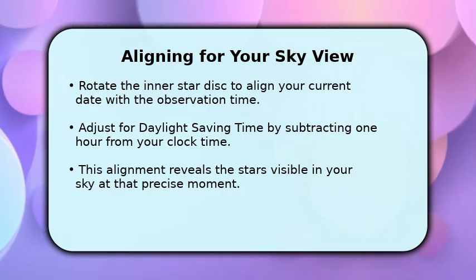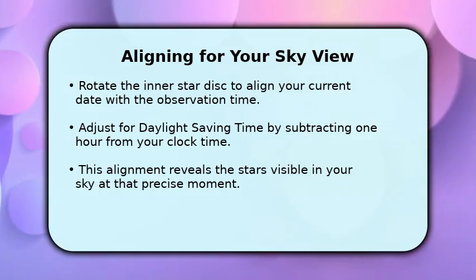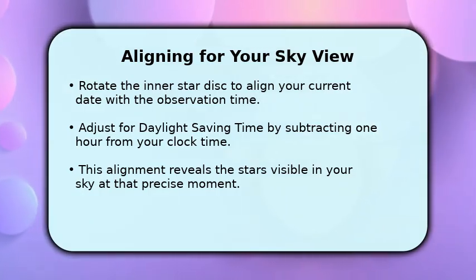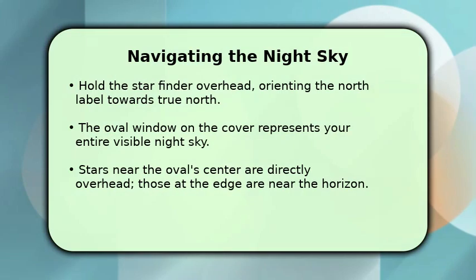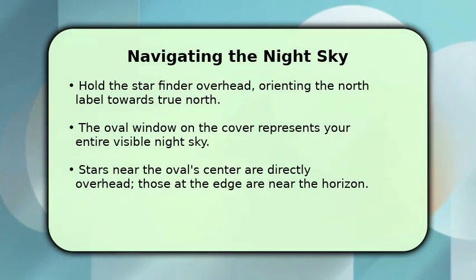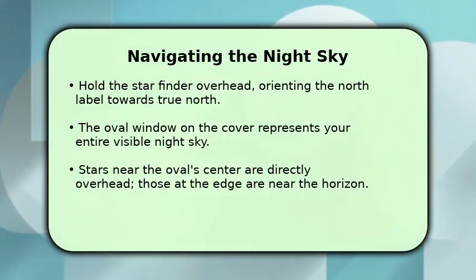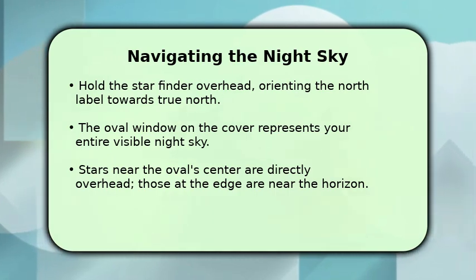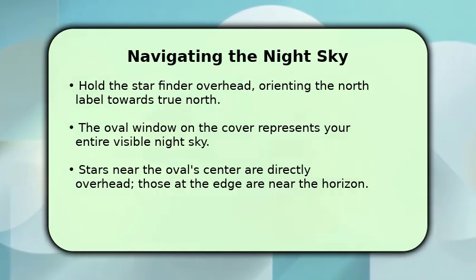If daylight saving time is in effect, remember to subtract 1 hour from your local clock time before setting. This simple step will accurately display the stars visible above you. Once set, take your star finder outside under a dark sky. Hold it above your head, making sure the north direction on the star finder points towards true north.